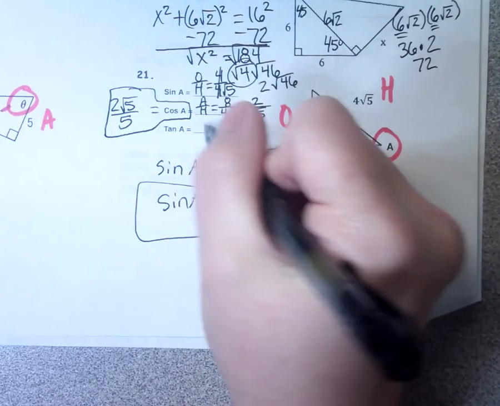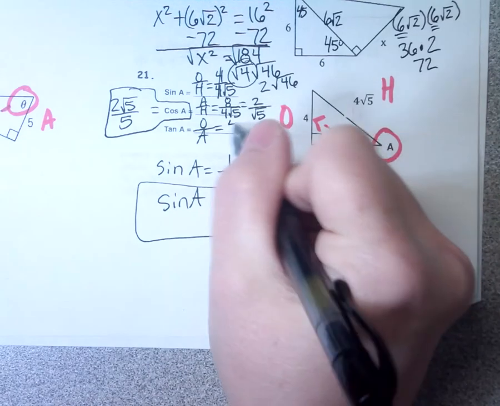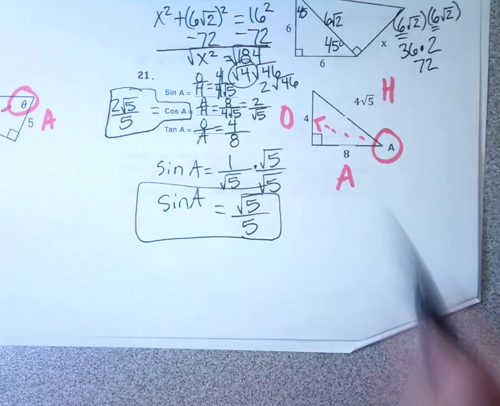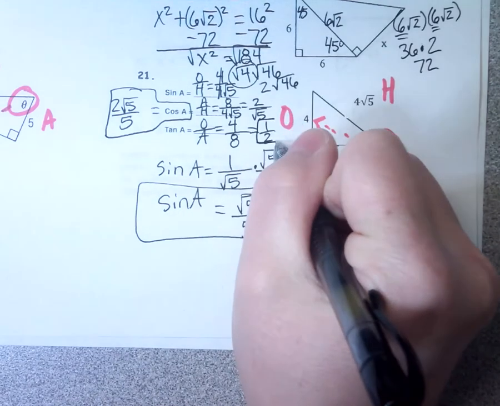Okay, and then tangent is opposite over adjacent. So opposite is 4, adjacent is 8, and I can reduce 4 over 8 into 1/2. And so that's the answer for tangent of A.